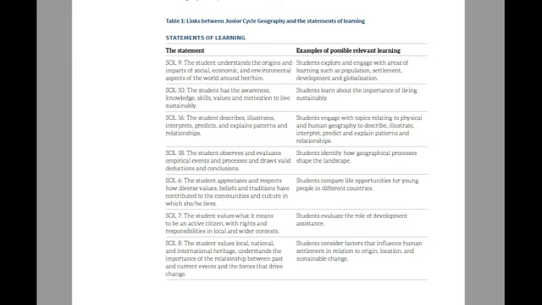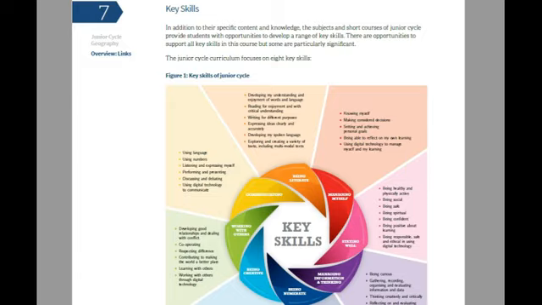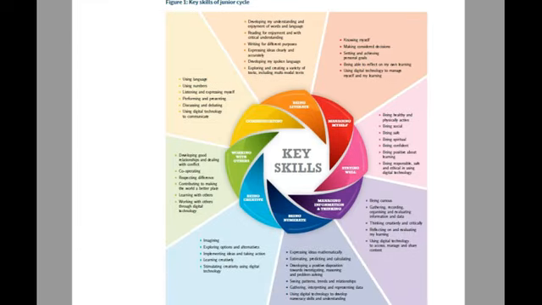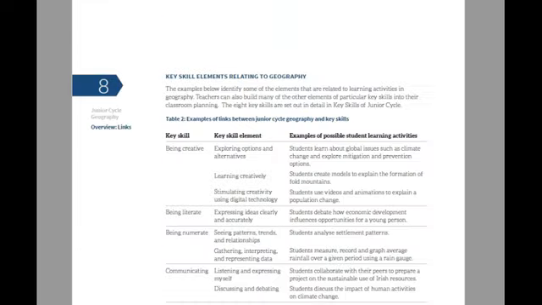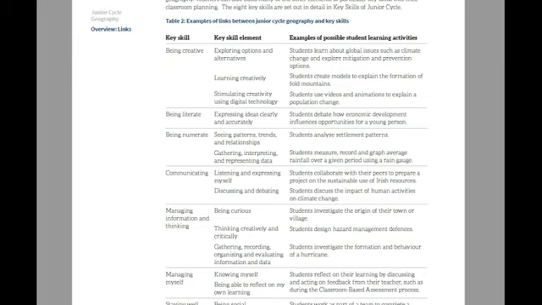Page 6 provides examples of how 7 of the 24 statements of learning link to learning outcomes in the geography specification. Page 7 has the key skills poster, and page 8 gives examples of where geography can develop the key skills.